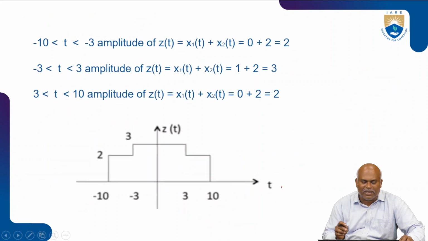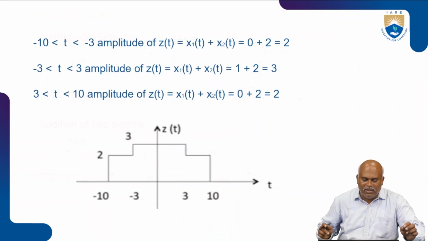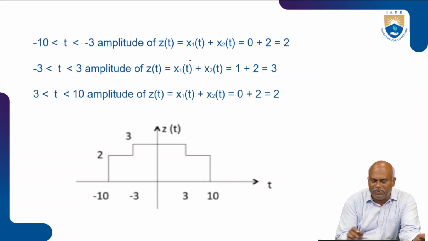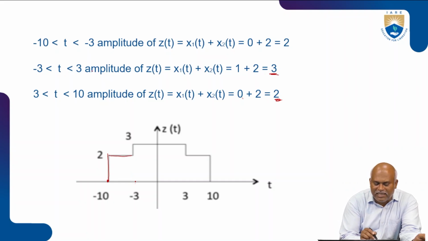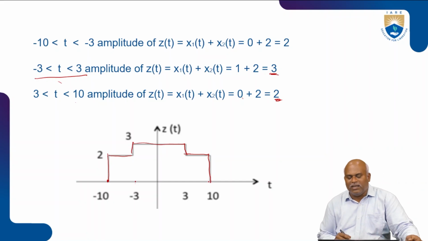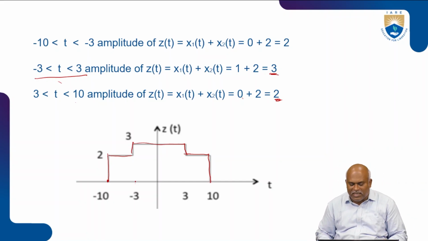Then I should write the graphical representation of this case. What will happen? So see here, minus 10 to minus 3, the value is equal to 2. Then minus 3 to plus 3, the value is equal to 3. Then plus 3 to 10, the value is equal to 2. We substituted for that based on the graph. Now I should draw the graph. So minus 10 to minus 3 is represented as 2. Then minus 3 to plus 3, this limit is represented as 3. Then after, plus 3 to 10 is represented as 2. Now this is the way we may add two signals.